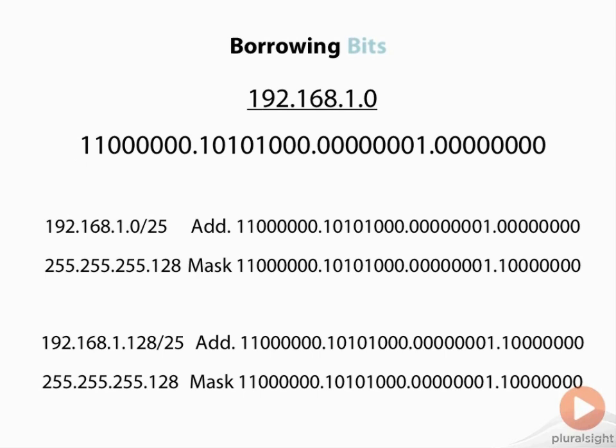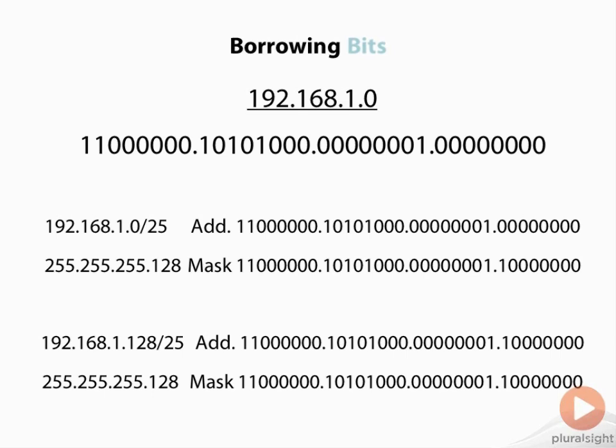If the borrowed bit value is 0, we know this is the first network. If its value is 1, we know this is the second network. So we end up with 192.168.1.0/25 and 192.168.1.128/25 as our 2 networks. So the 2 networks each have 126 usable hosts.